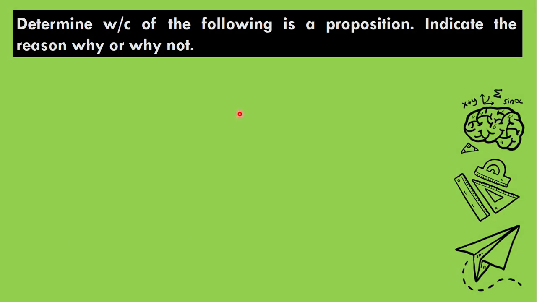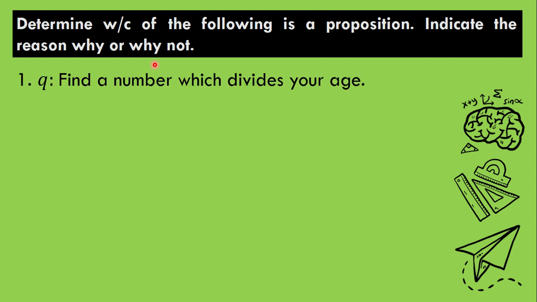Okay, so let's have an activity. Let's try to determine whether the given sentence is a proposition or not. Number one, find a number which divides your age. Clearly, this one is not a proposition. As you can see here, it's in the form of a command. So therefore, this is not a proposition.